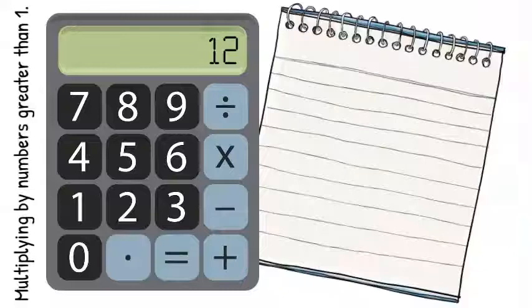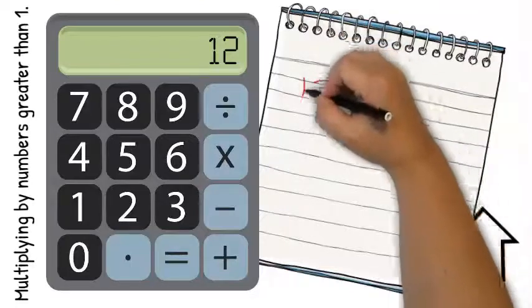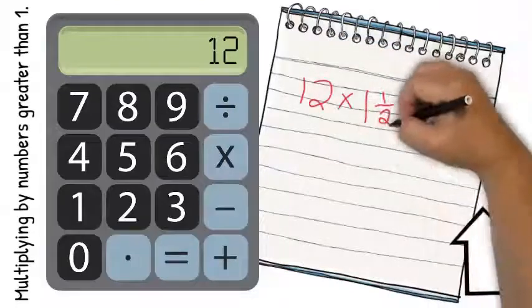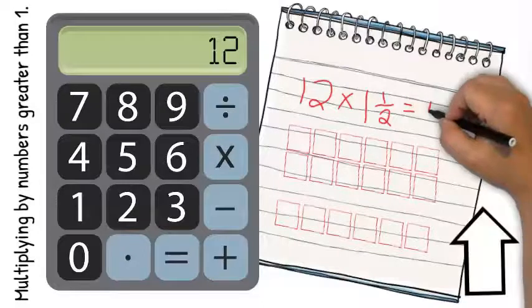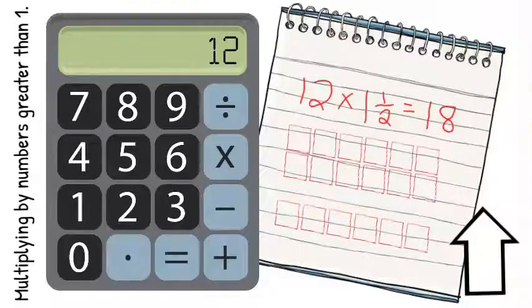Now, if I multiply it by numbers greater than 1, it will increase. For example, 12 times 1 1/2, that's the same as 12 times 1 plus half of 12, which is 6. So we get 12 plus 6, and that equals 18, and 18 is greater than 12.